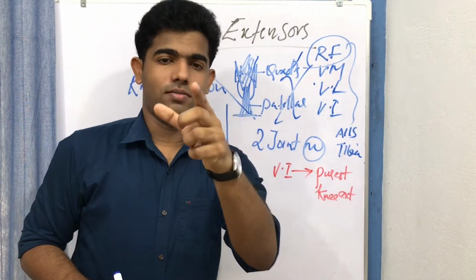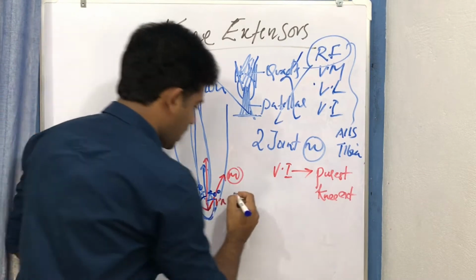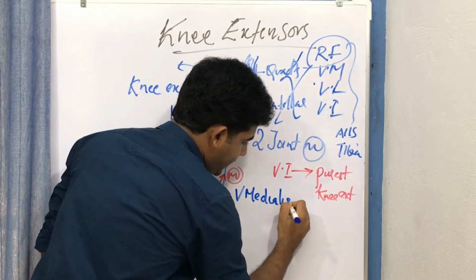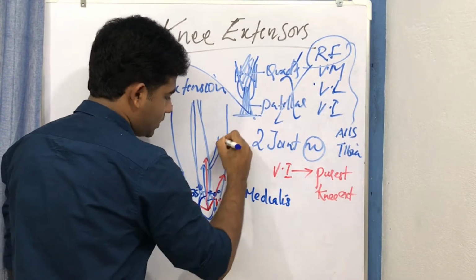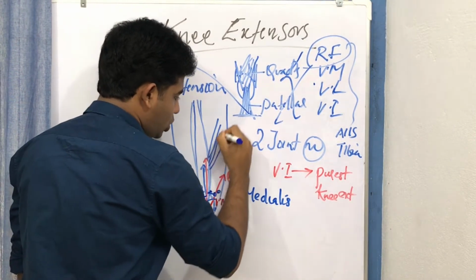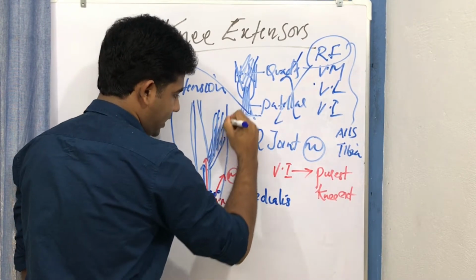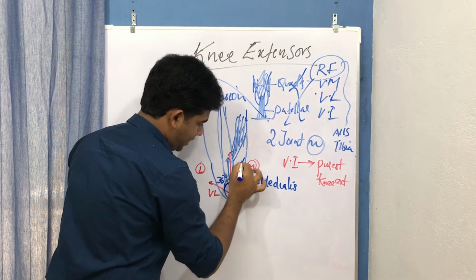Yes. Now we have one more peculiarity. The vastus medialis muscle has upper fibers which are more longitudinal in direction, like this, and lower fibers which are completely oblique.